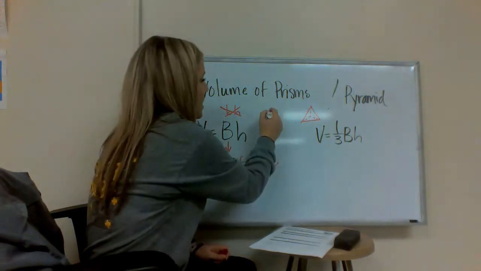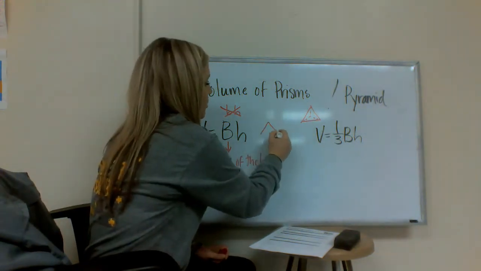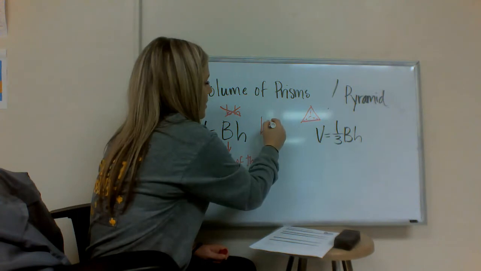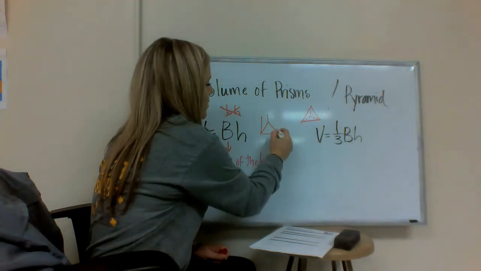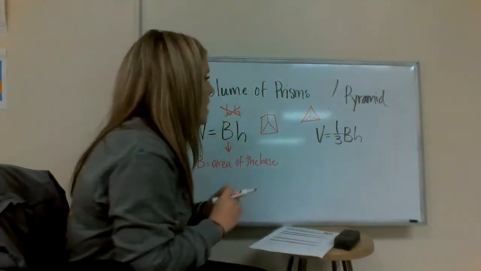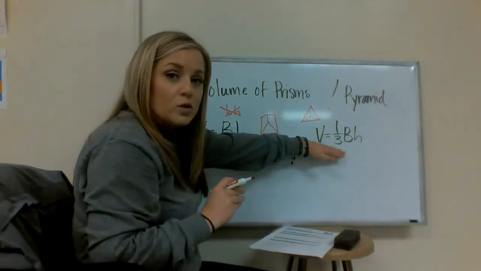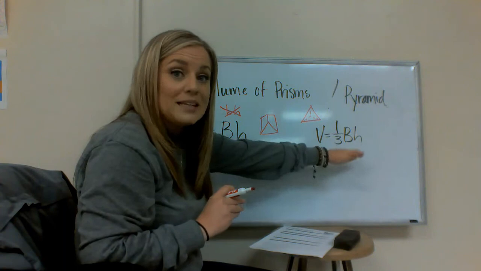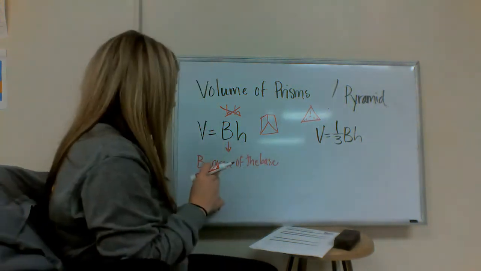Prisms don't come to a point. It would be like you could have a triangular base, and then they don't come to a point, okay? So now you have volume equals 1/3 times capital B times capital H. Well, we know capital B is the area of the base.